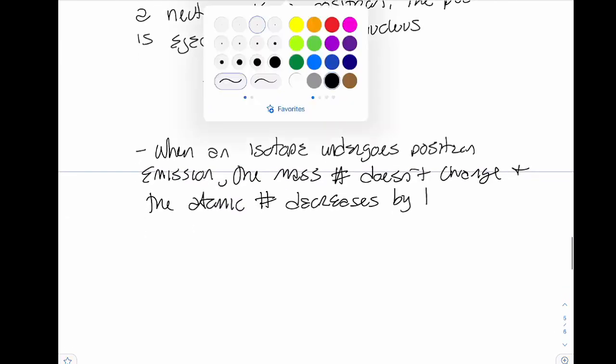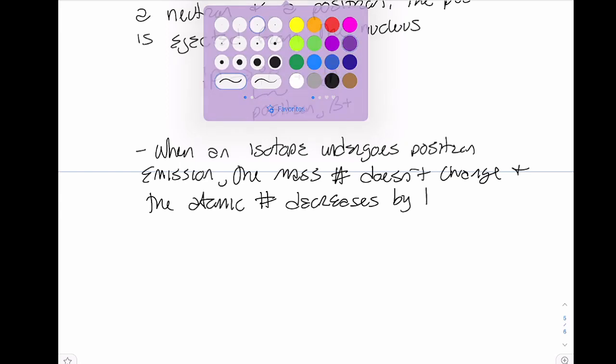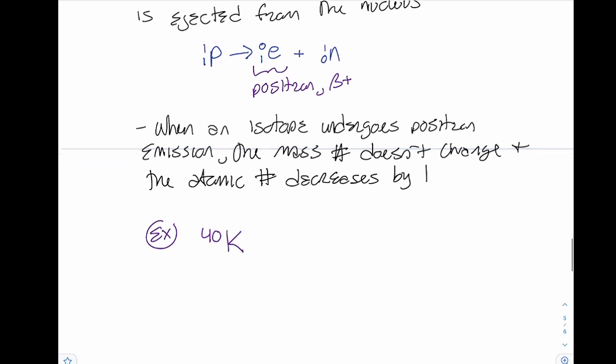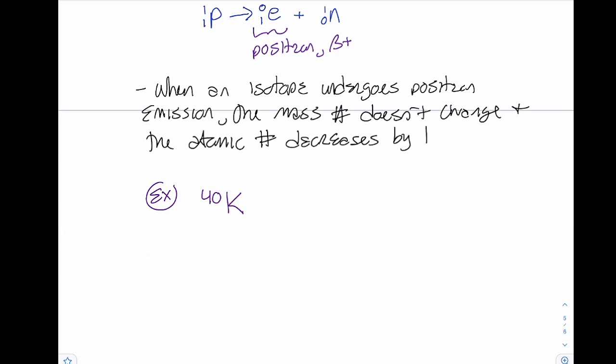So an example for this one, I'm going to have potassium 40. And again, I'm often going to give it to you just like this. So you're going to look on the periodic table, find potassium, see that its atomic number is 19, and write that down. And then it's undergoing positron emission, so I'm going to write my symbol for a positron.